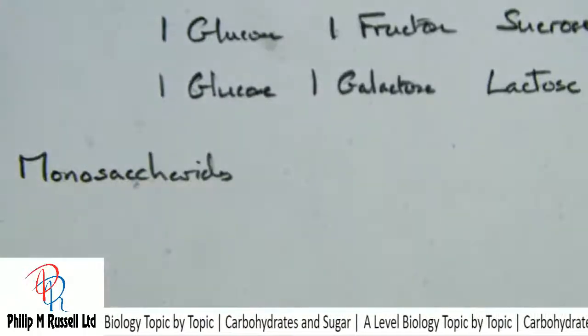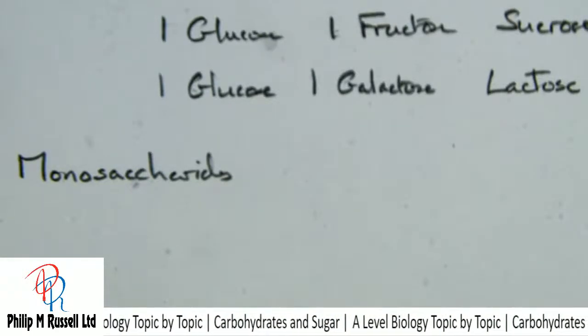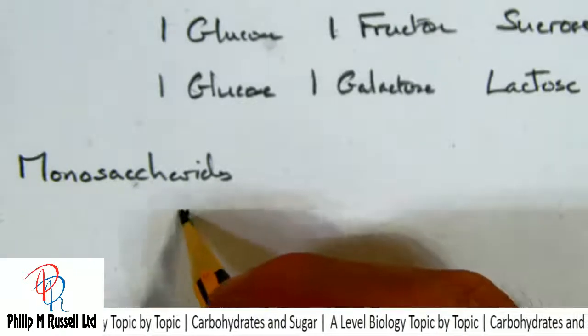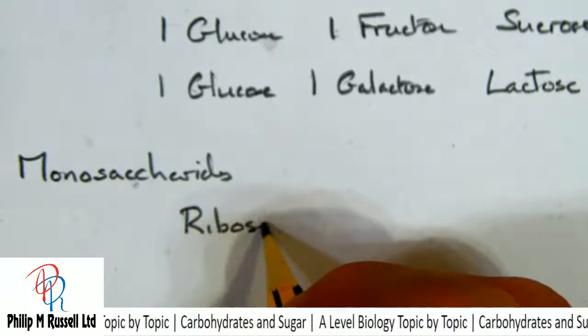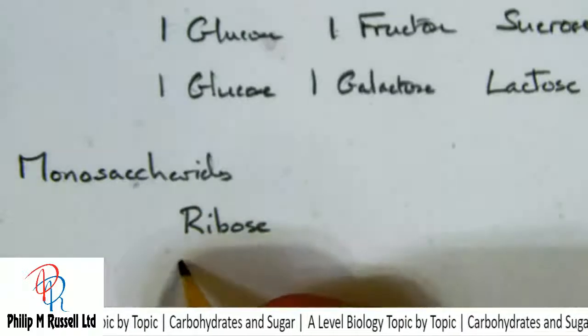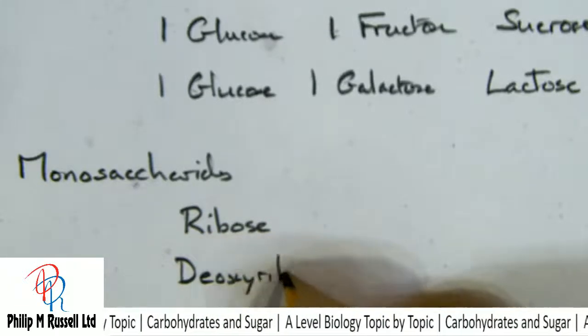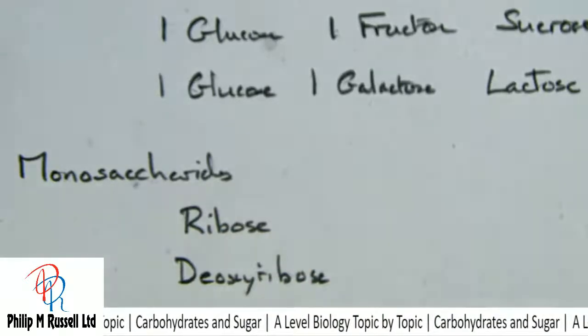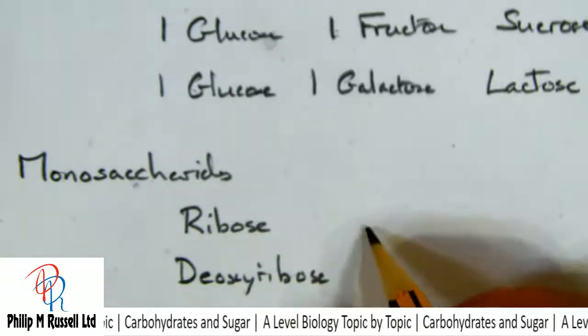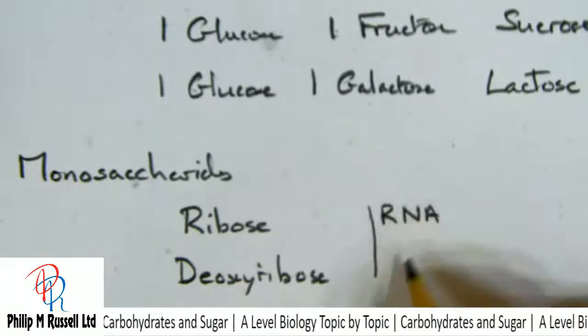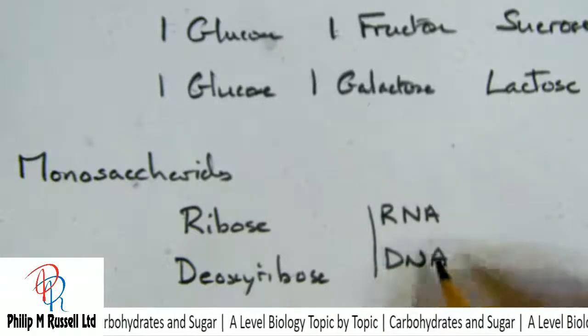And these are probably ones that should be familiar to you, and these might be a sugar called ribose and its friend deoxyribose. And these, of course, are found in things like RNA and DNA.